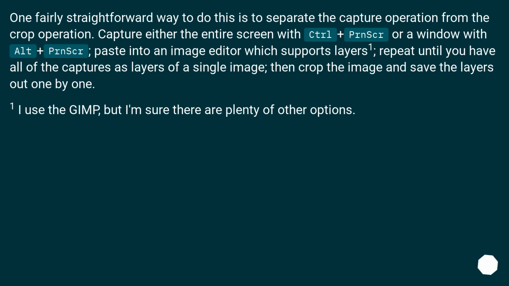One fairly straightforward way to do this is to separate the capture operation from the crop operation. Capture either the entire screen with Ctrl plus PrtScn or a window with Alt plus PrtScn. Paste into an image editor which supports layers. Repeat until you have all of the captures as layers of a single image. Then crop the image and save the layers out one by one. I use GIMP, but I'm sure there are plenty of other options.